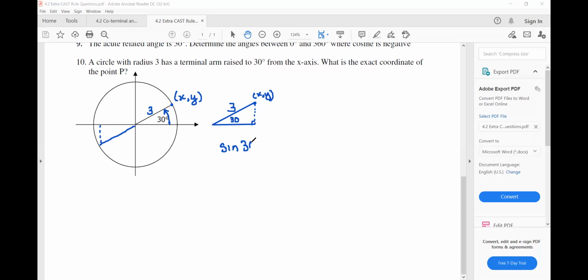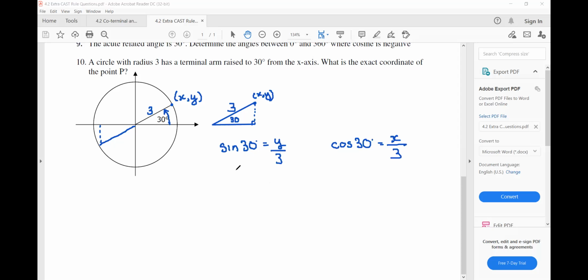Remember that sine is equal to opposite over hypotenuse, or y over radius, which is y divided by 3. Also, you can use cosine to identify the x because cosine is adjacent over hypotenuse, which is x over 3. Now you could go ahead and use the calculator, but unfortunately it won't give you the exact coordinate. 30 degrees, you should be able to use special triangles.